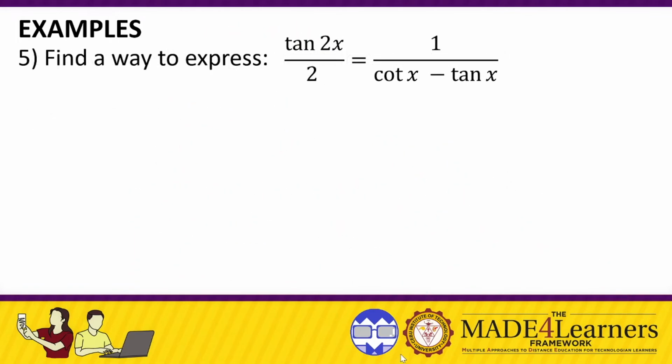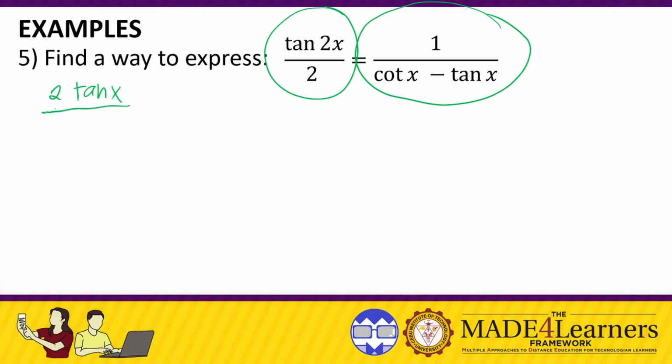Let's have example number 5. Okay, so for example number 5, we are asked to find a way to express this tan 2x over 2 into this. Okay, so instead of simplifying it, we are asked for a specific form or specific identity. Okay, so let's start. So we know that tan 2x is equivalent to 2 tan x over 1 minus tan squared x, all over 2.